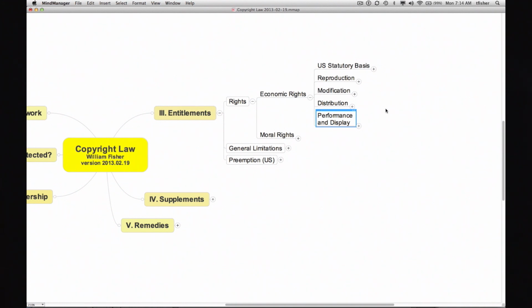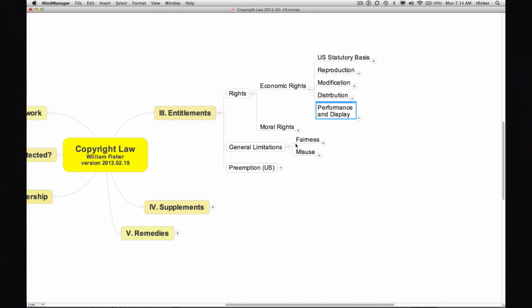Today, I'll be examining the first 2 of those rights, the right of reproduction and the right of modification. Next week, I'll take up the 3rd and 4th of the rights, and the week after that, I'll discuss the major exceptions and limitations that copyright law imposes upon these exclusive rights.